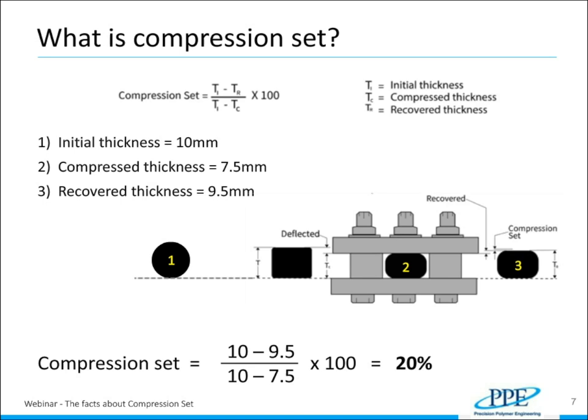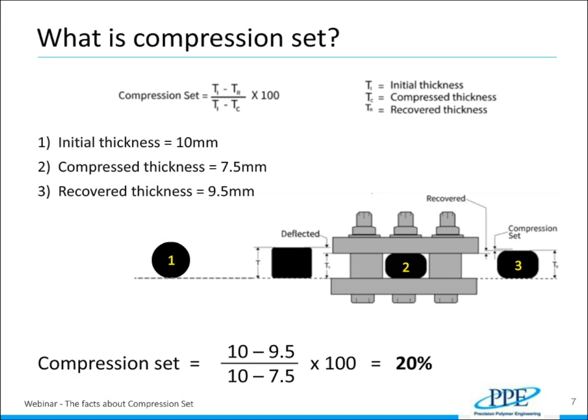So what we're looking at here is the amount of recovery. Slightly counterintuitive, but 0% compression set means complete recovery, and 100% compression set means no recovery at all.